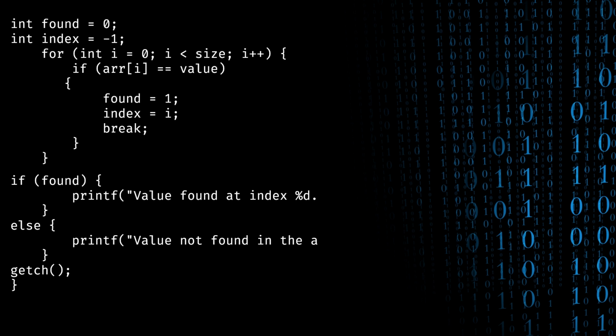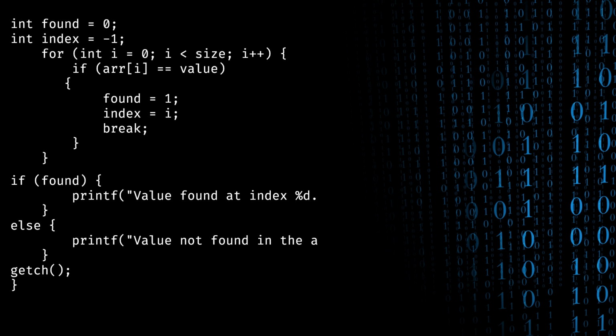I have taken two more variables, found equals to 0 and index equals to -1. I have initialized these variables intentionally, as we will see later in this code. I have taken one loop, I equals to 0, I less than size and I plus plus. First of all, I will try to match the value with the array element like ARR of I. The first element will be matched with the value I have taken from the user. If a match is found, I simply write found equals to 1, index equals to I and break, because if I found the value I do not need to go ahead in my code. So, simply writing a break.